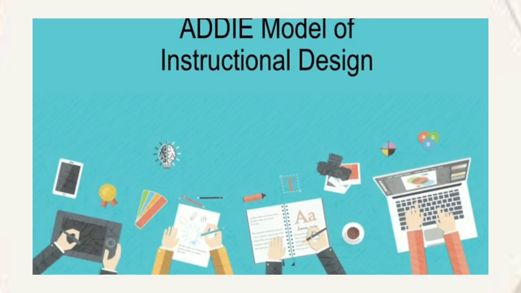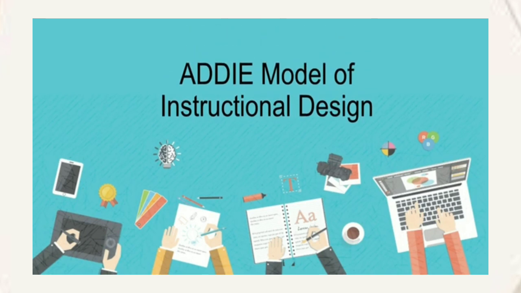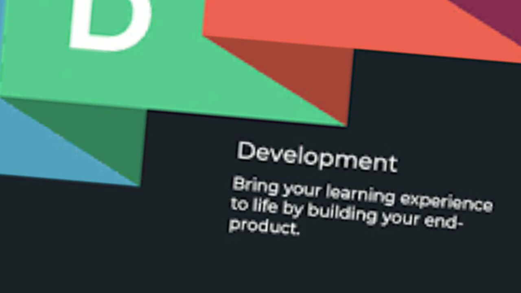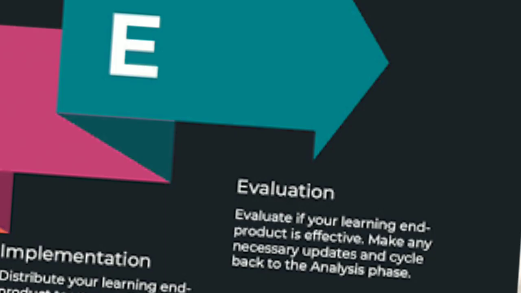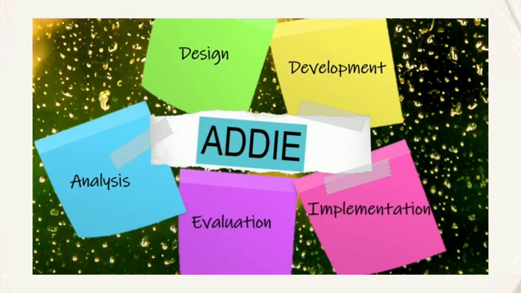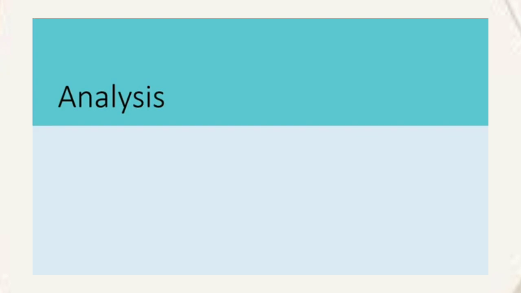The ADDIE model is a systematic instructional design framework that stands for analysis, design, development, implementation, and evaluation. It provides a structured approach to developing effective instructional materials and is widely used in the field of education and training. Let's break down each stage. A for analysis. In this initial phase, the instructional designer conducts a thorough analysis of the learning needs and the goals of the target audience.